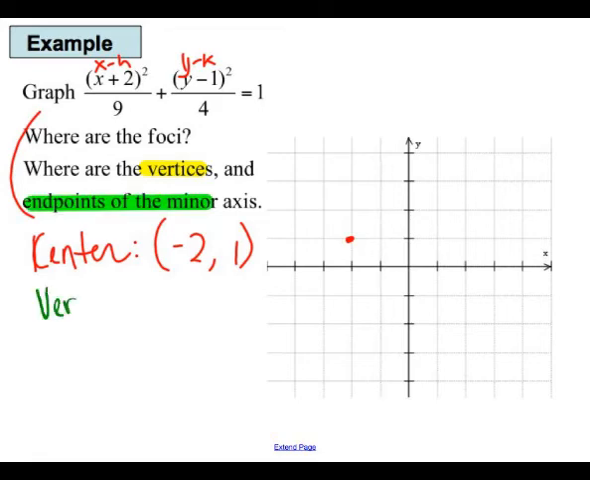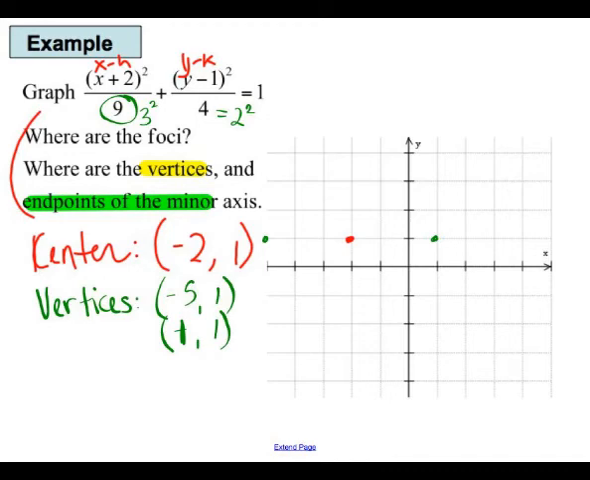So let's find the vertices. The vertices, that's the major axis. In our case, it's going to be in the x direction because 9 is bigger than 4. But first we have to think of this as something squared. We have to change 9 to 3 squared because in standard form it's a squared and b squared. And we'll think of 4 as 2 squared. So my major axis is going to be a length of 3 in both directions. So I'm going to go over 3 in both directions from my center. So my vertices are at (-5, 1) and (1, 1).